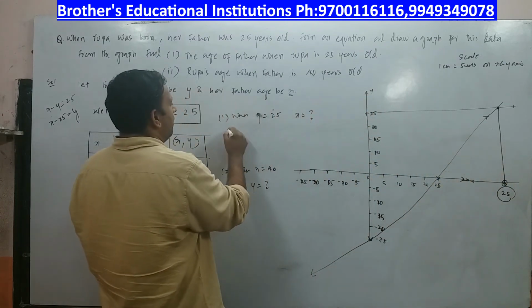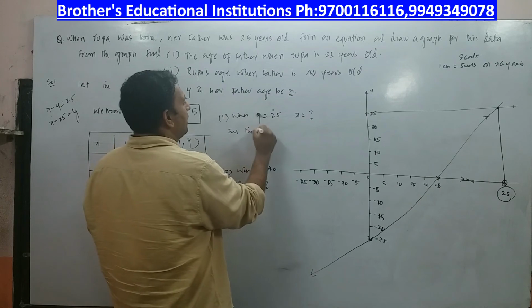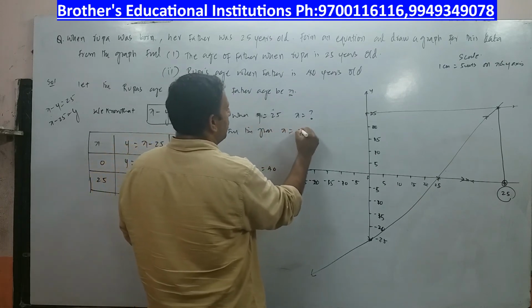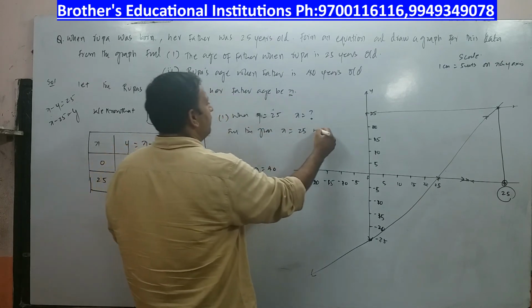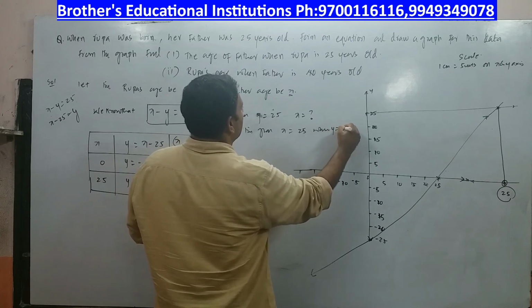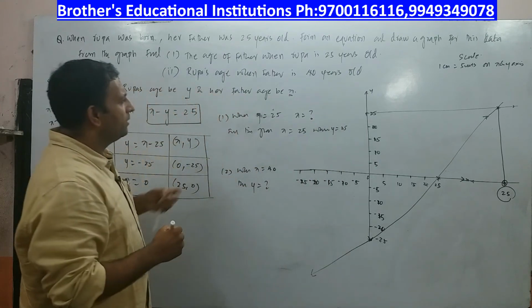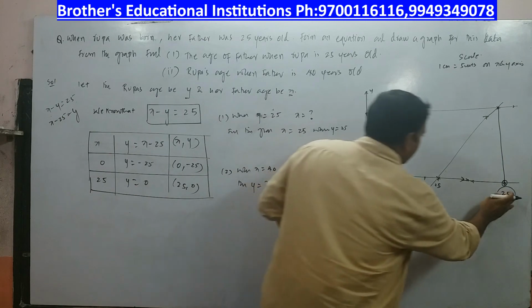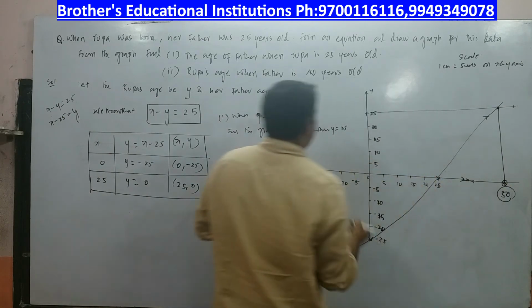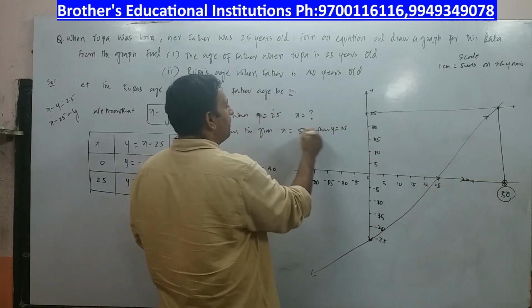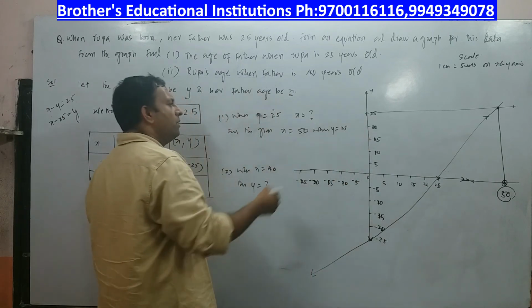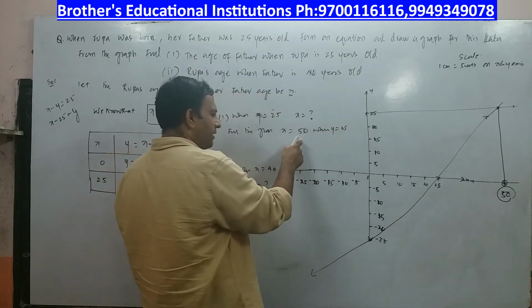So from the graph, x is equal to 25 when y is 25? Is it not? Sorry, this is 50, not 25. Right? X is equal to 50 when y is 25. So when Rupa is 25 years old, her father is 50 years.